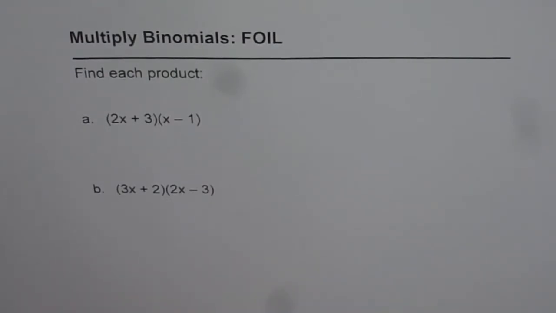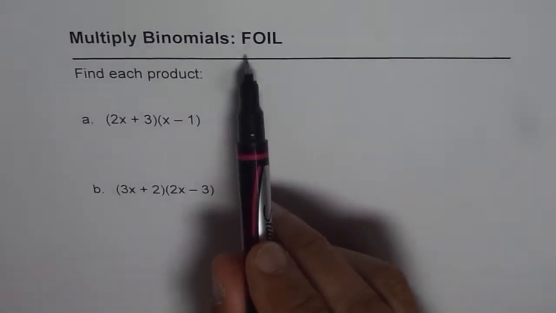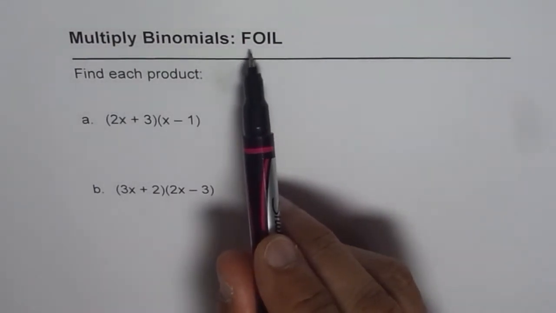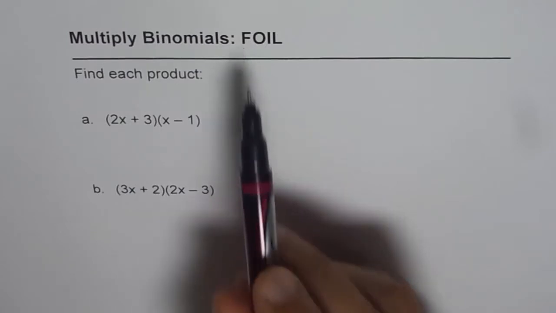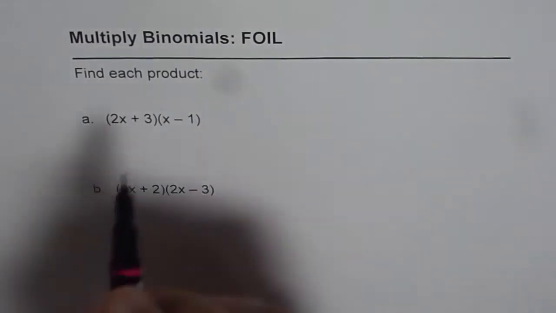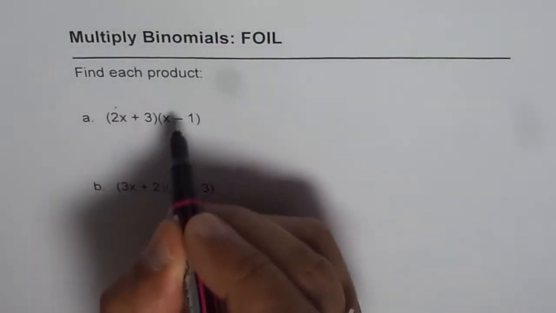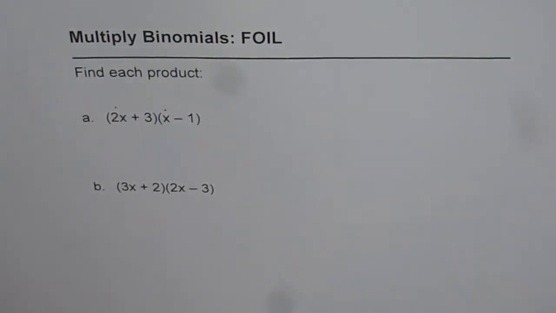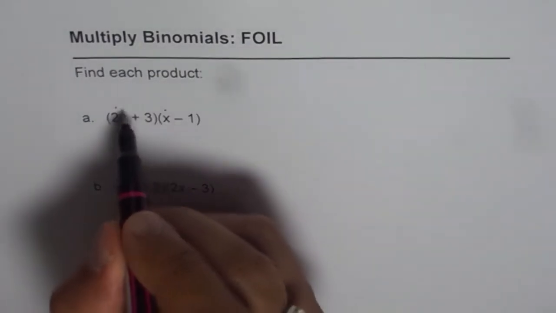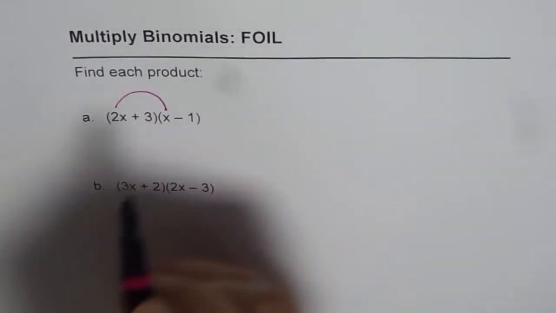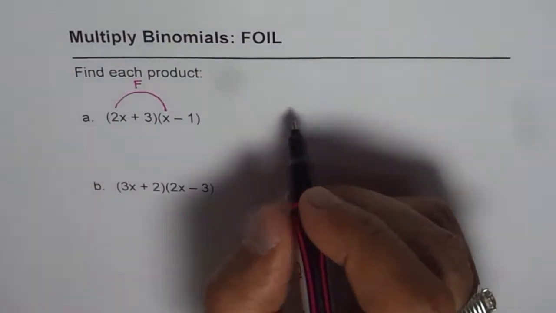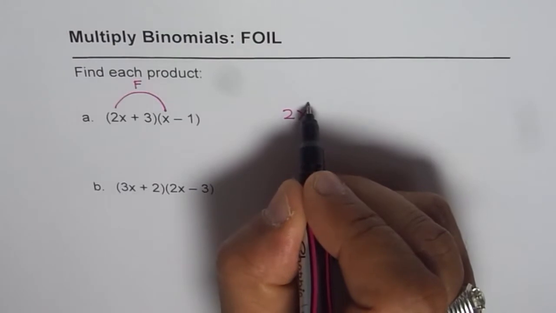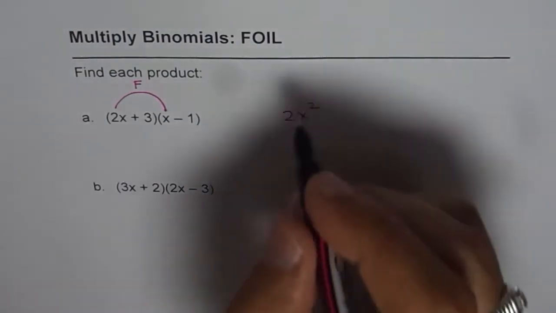So we'll see how to apply the distributive property, and just to remember the steps, this is an acronym, FOIL, where F is for product of first terms. If you see these two, the first terms are 2x and x. These are the first terms of each binomial, right? So the first step of FOIL is the product of these two. If you multiply 2x with x, what do you get? You get 2x squared, right?